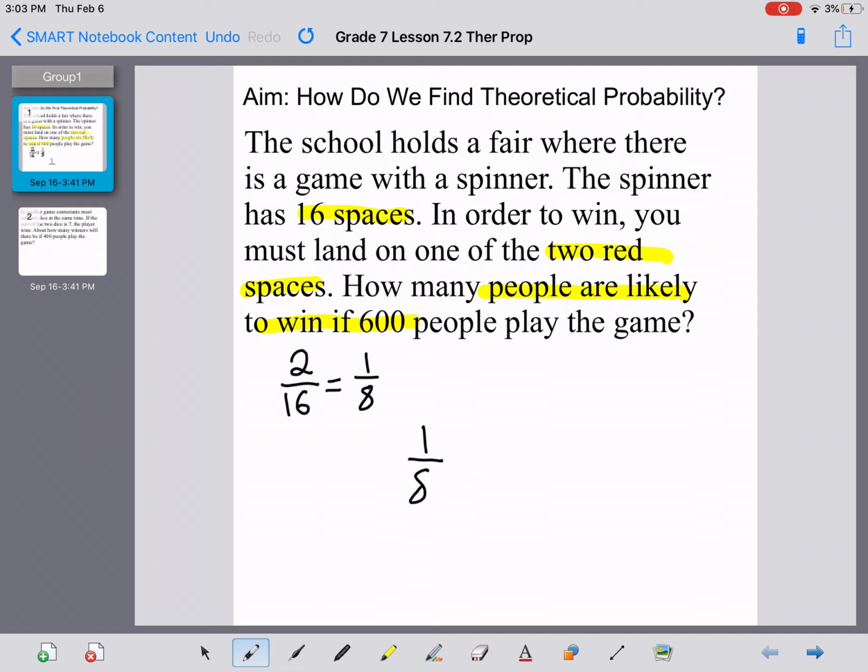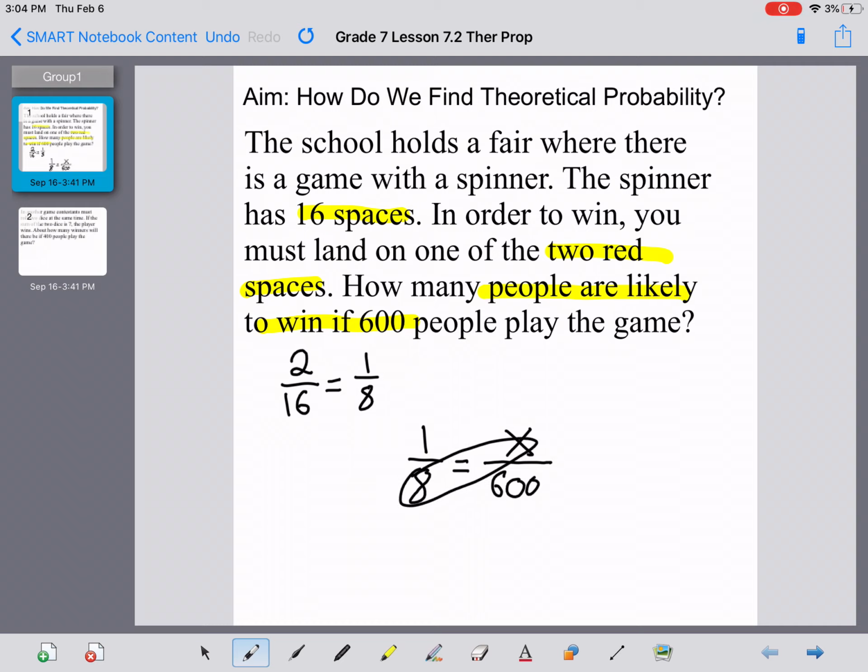So I'm going to set up my proportion because my probability is saying that 1 out of every 8 people that play will win. Now I need to know how many people will win, X, if 600 people play the game. So in order to solve this proportion, I need to cross multiply.